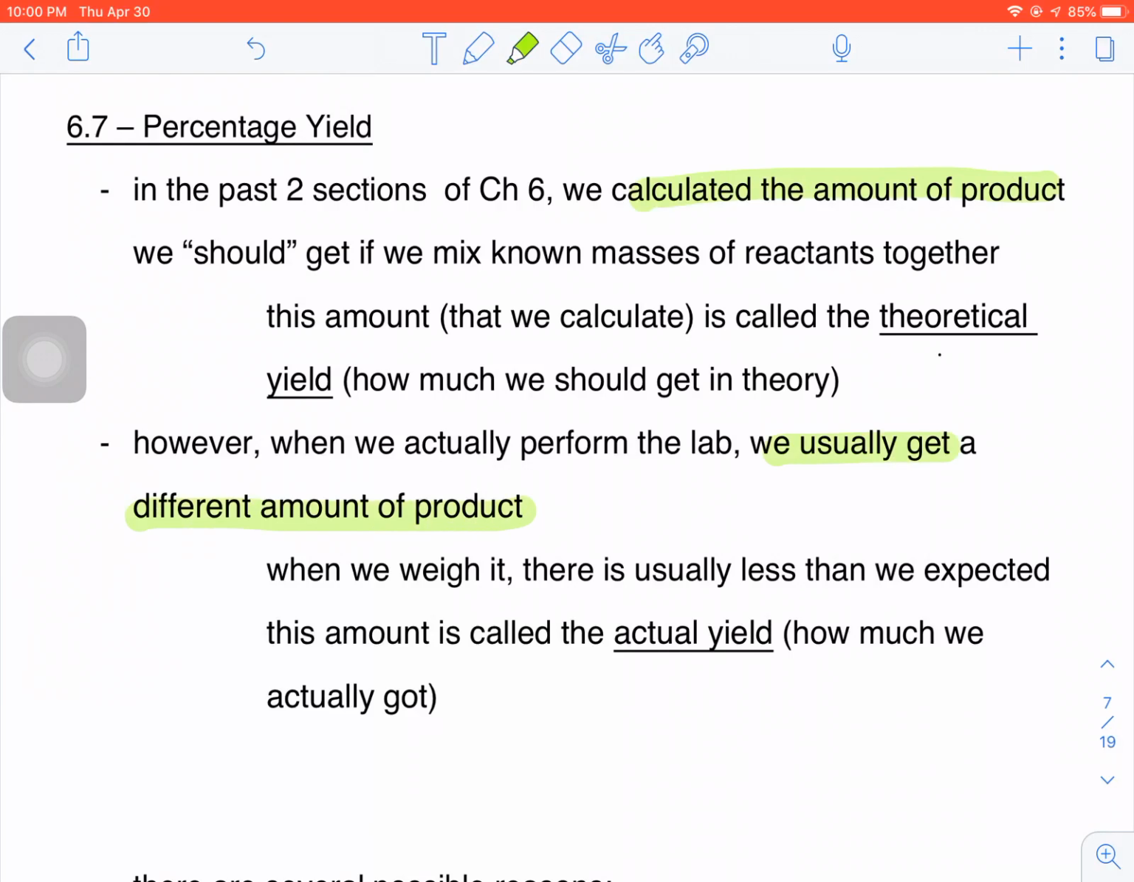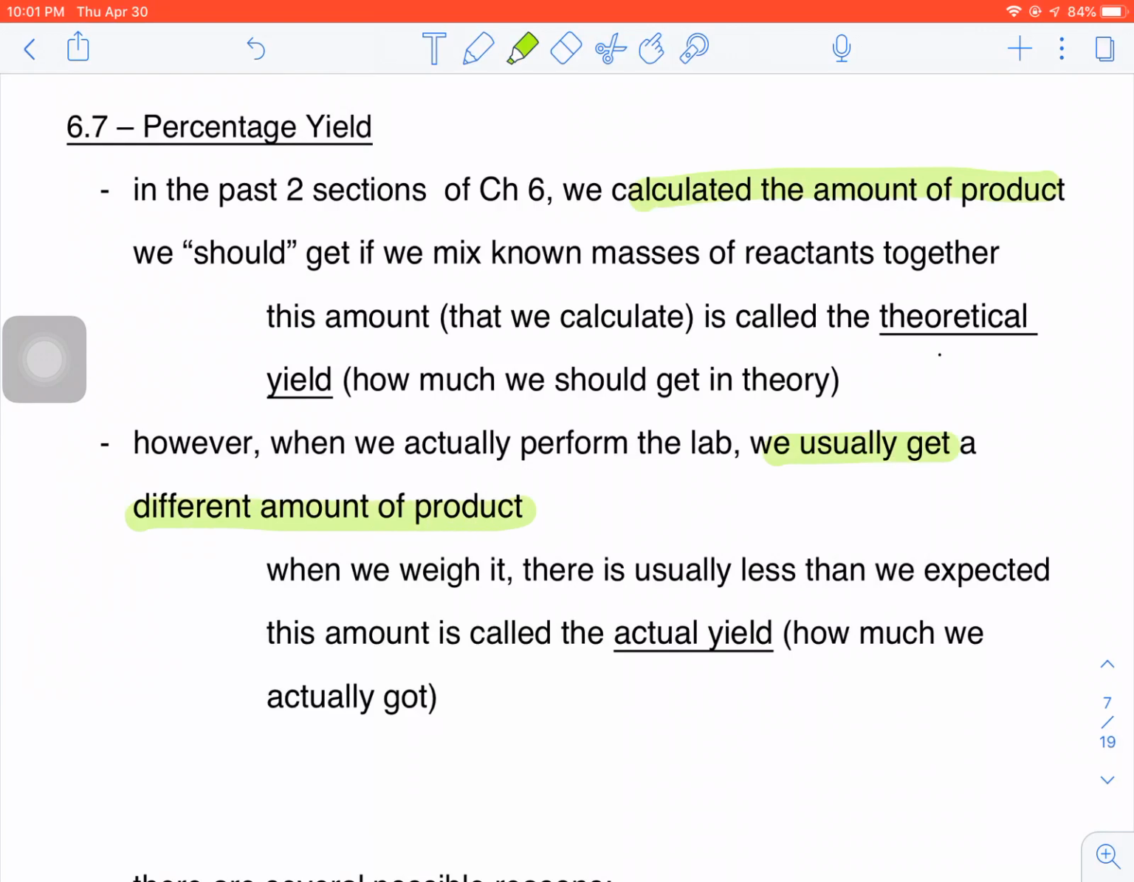And the answer is there could be a number of different reasons why we could lose some of our product. Basically, we probably did create the amount that we wanted, but we weren't able to recover it all. Some of it got maybe washed away with some of our reagents, some of it maybe got spilled, some of it went here, some of it went there, but in reality, most of the time we never get 100% of what we were expecting.